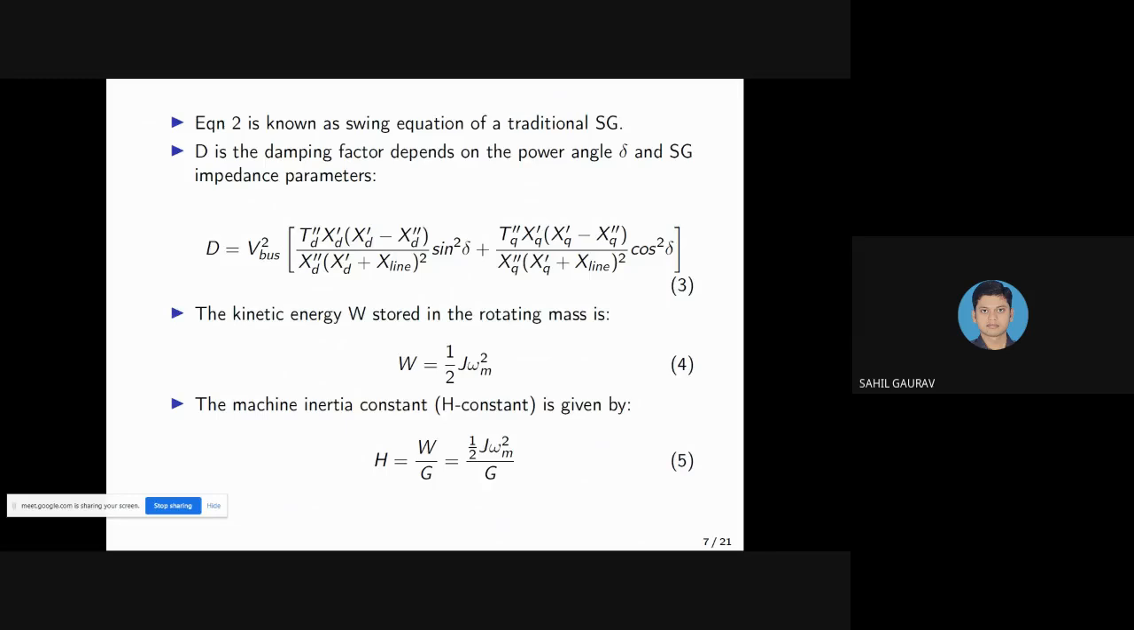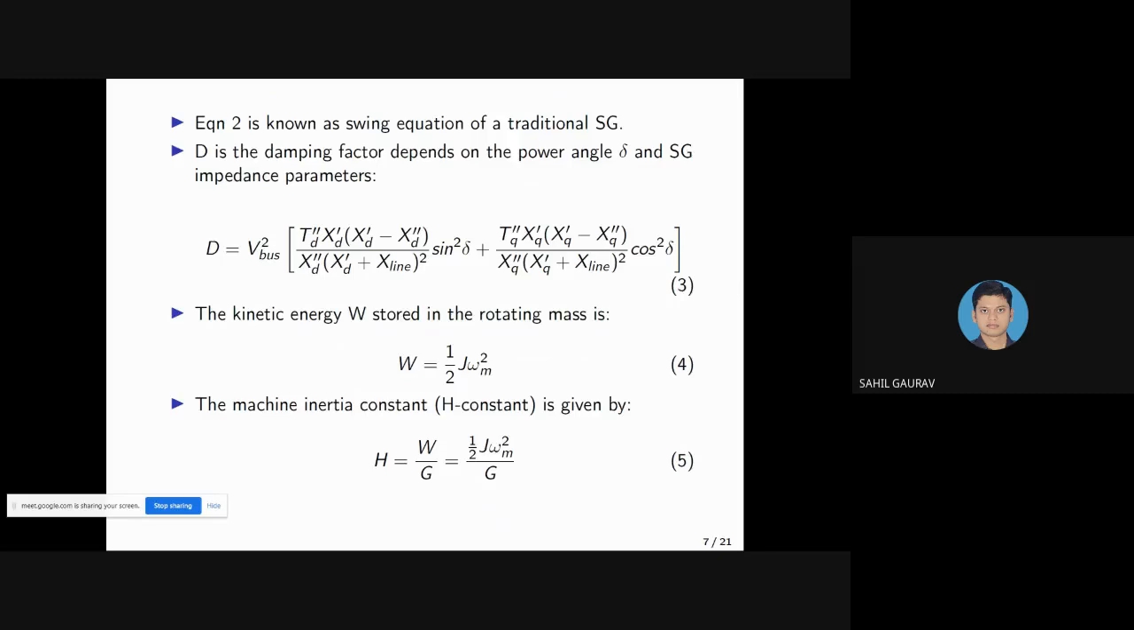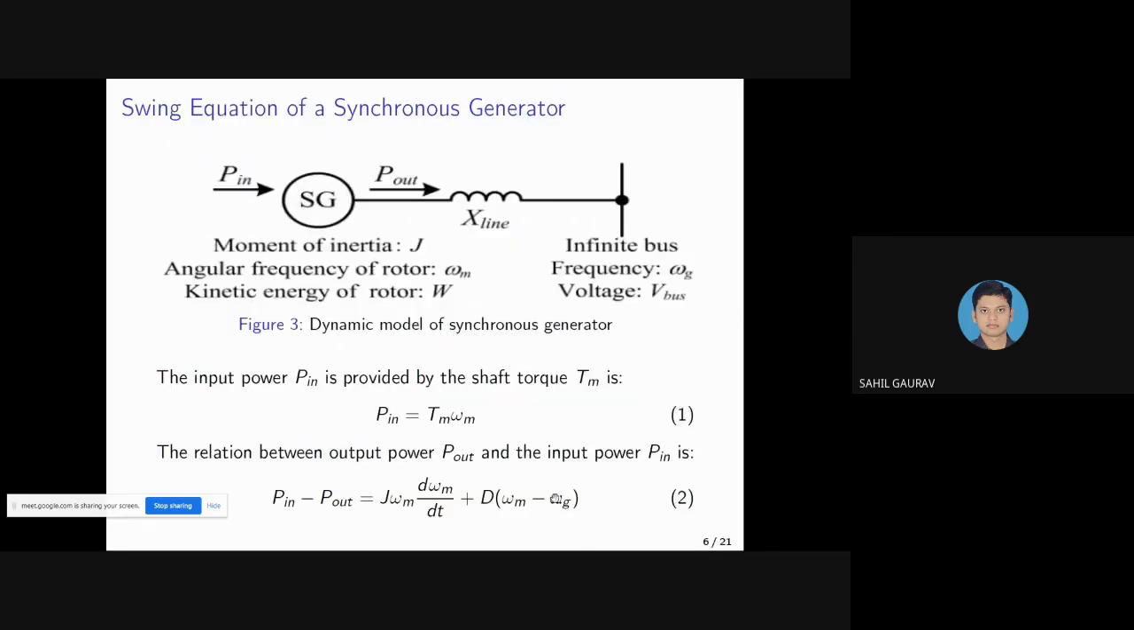According to the swing equation given in equation 2, if P_in is greater than P_out, omega_m increases. Omega_m increases means kinetic energy increases. This surplus generated power is stored in the rotating mass. And further, if P_in is less than P_out, omega_m decreases and kinetic energy decreases. The stored kinetic energy is fed into the power system to compensate the transient power shortage. And in a steady state, omega_m is equal to omega_g, and further d omega_m by dt becomes zero. Therefore, P_in is equal to P_out.